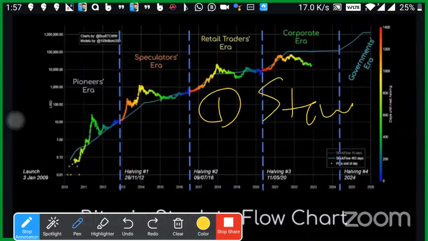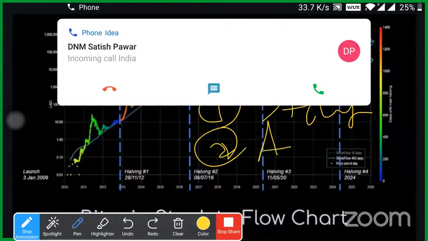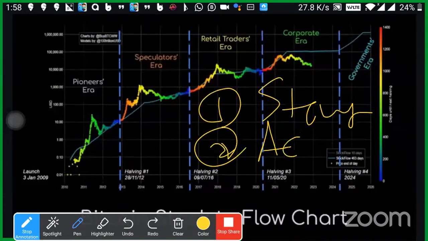The first thing you must do is just stay. Don't quit. The second best thing, and it is even better, is that you must accumulate as much crypto, as much Bitcoin as you can in this 2023, because the prices are very low. This can be the all-time low you can see in your life.